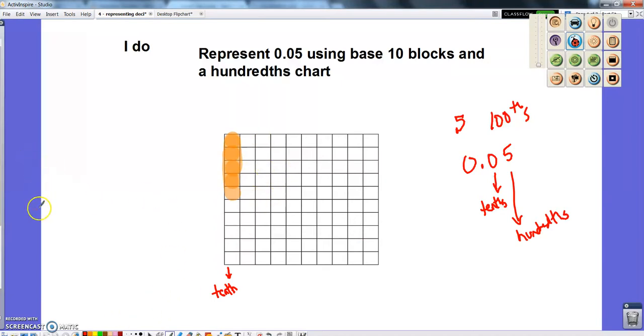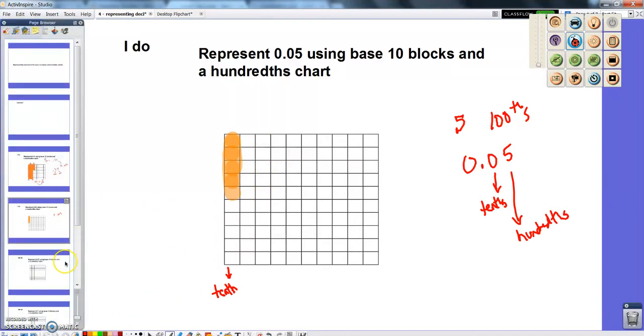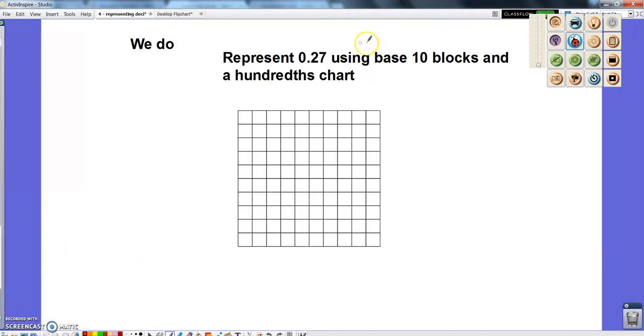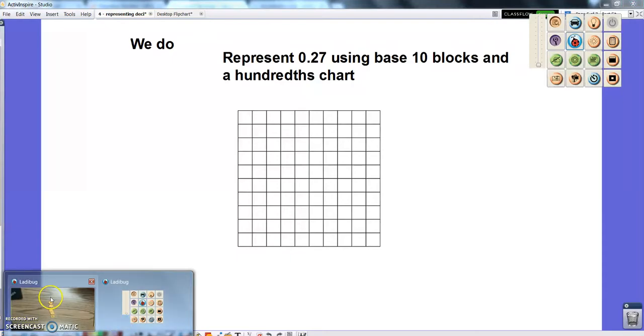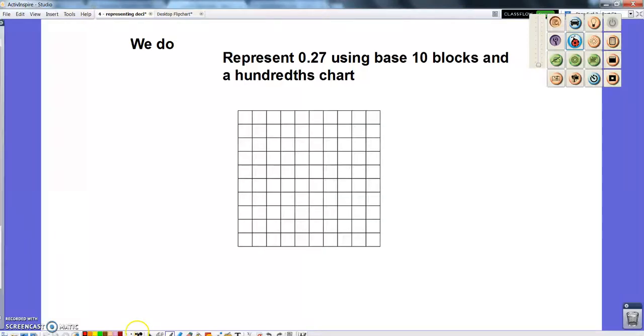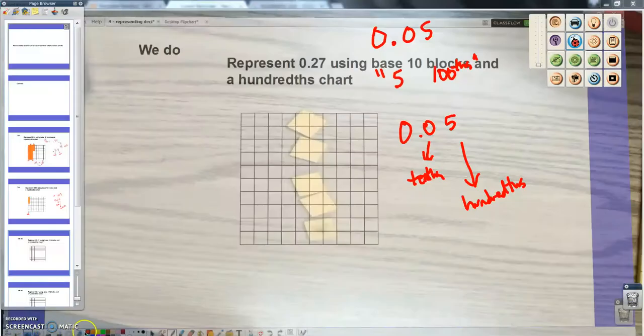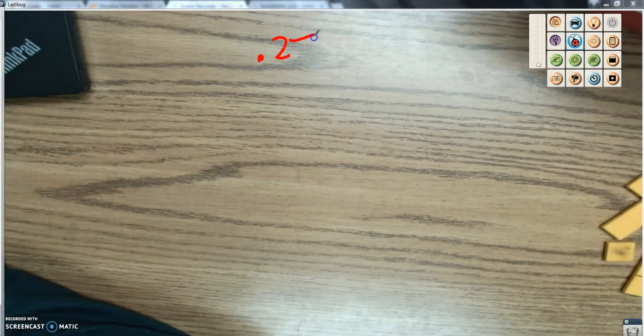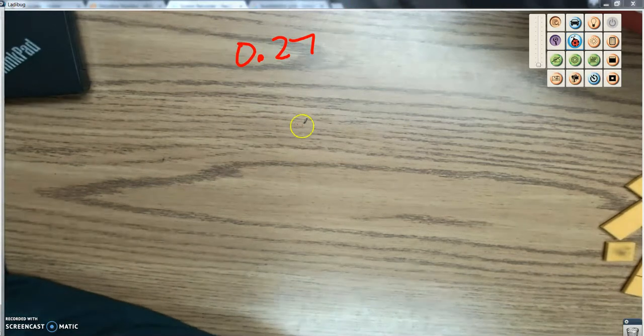Okay, let's do a couple together. Open your math notebook. And we're going to do this one first. 27 hundredths using base 10 blocks and a hundredths chart. 27 hundredths is going to be our number. So let me clear off my board. So we're going to represent the decimal 27 hundredths.